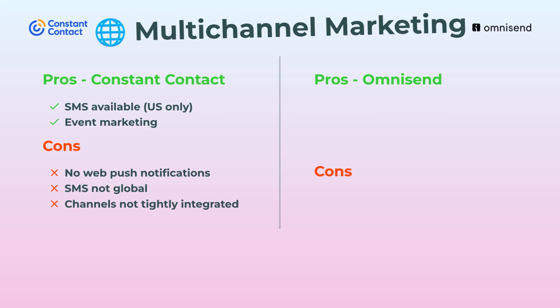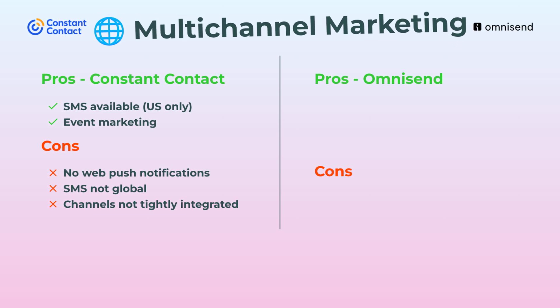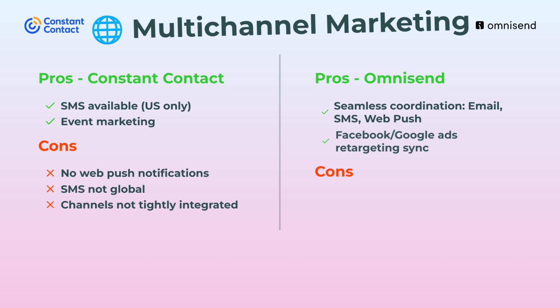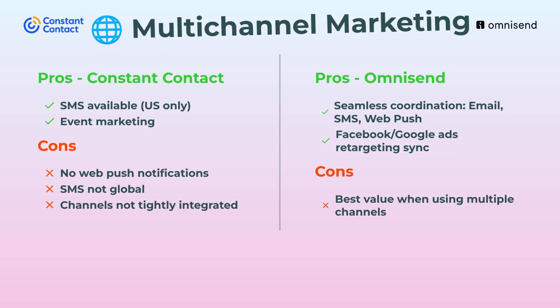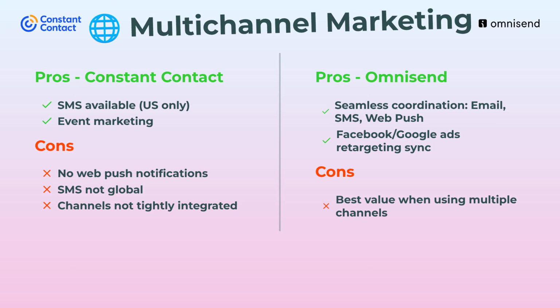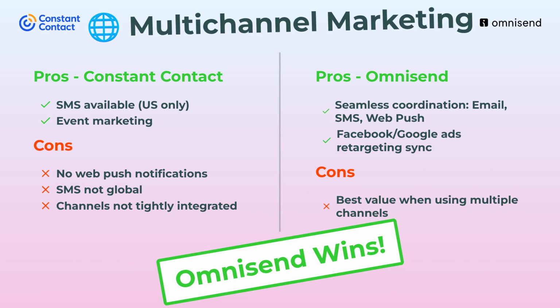Time for multi-channel marketing, and wow, here's where the gap really widens. Constant Contact does let you send SMS, but only in the US, and their channels aren't really connected all that tightly. Want web push? Nope. Want SMS internationally? Not here. Omnisend, though, is built for multi-channel. You get seamless email, SMS, web push, Facebook and Google Ads retargeting, all tied together so your messages follow people everywhere. But it only really shines if you're planning to use multiple channels, not just email. Still, easy win for Omnisend.